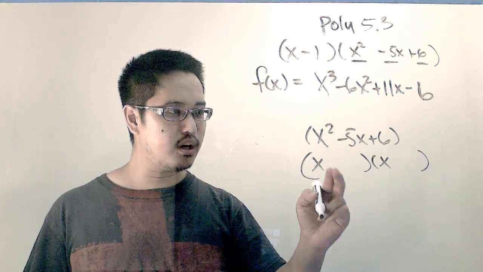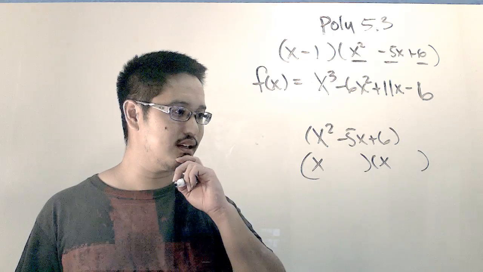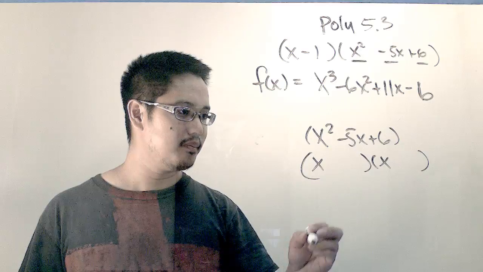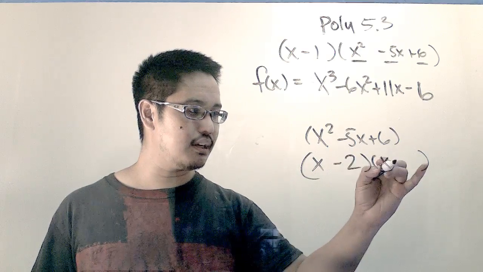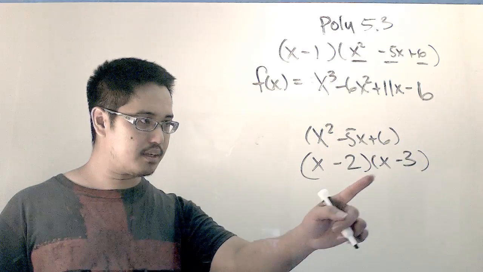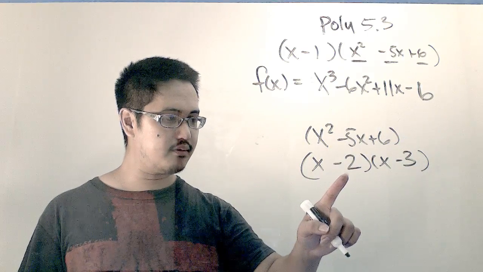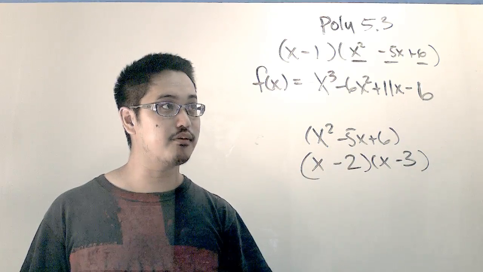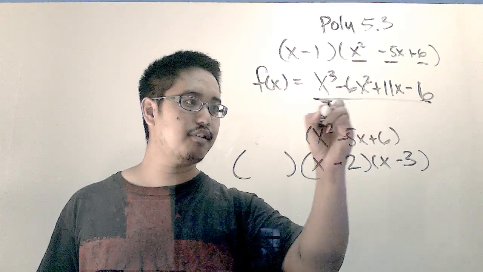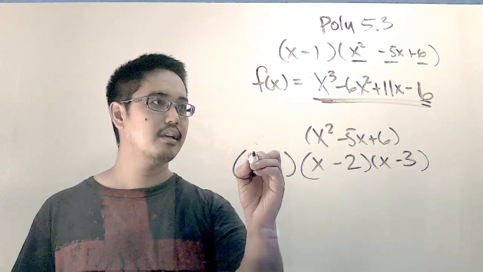What times what gives me positive 6? I can go with 1. I was thinking 1 and 6, but no, because those don't add to get me negative 5. I think what I'm going to go with is negative 2 and negative 3. Because negative 2 times negative 3 gives me positive 6, and negative 2 plus negative 3 gives me negative 5. So I would argue that if I were to factor this down, it would look something like that.